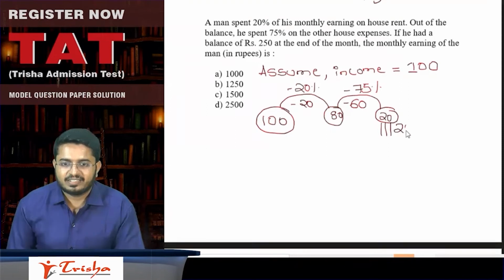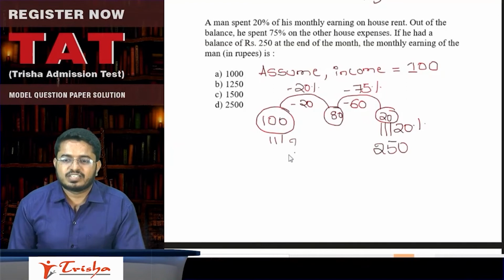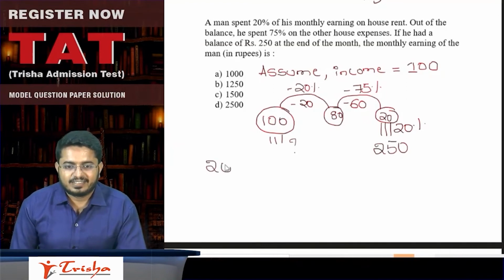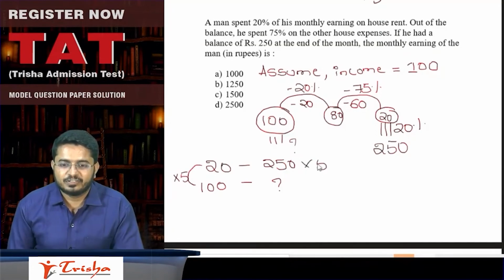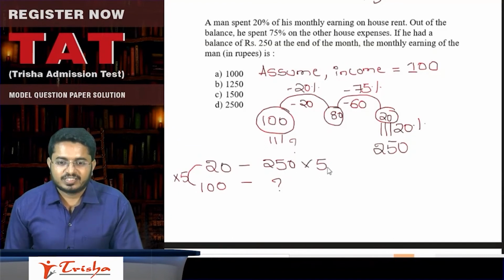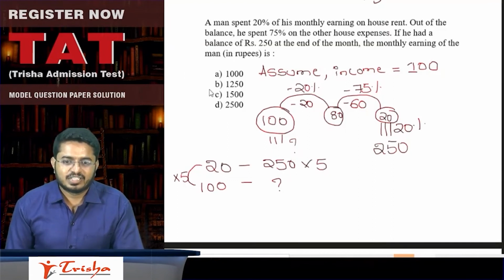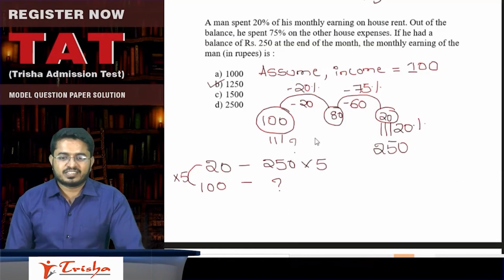This is 20%, correct? If 20% is 250, how much is 100 then? You just have to find out, right? See, if 20 is 250, 100 is how much? I'll tell you a simple trick here. You need not go for cross multiplication. 20 into how many times is 100? 20 into 5 times is 100, right? So just find out what is 250 into 5. 250 into 4 is 1000, and into 1, 250, right? So 250 into 5 is 1250.